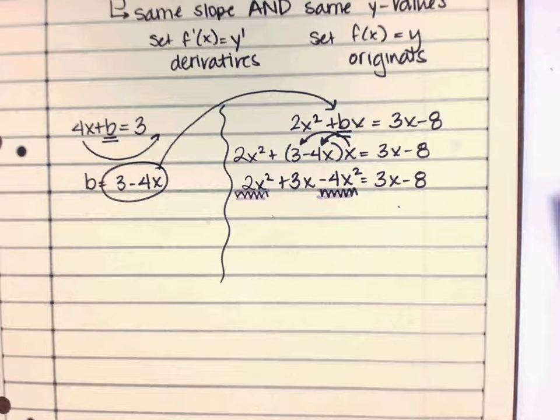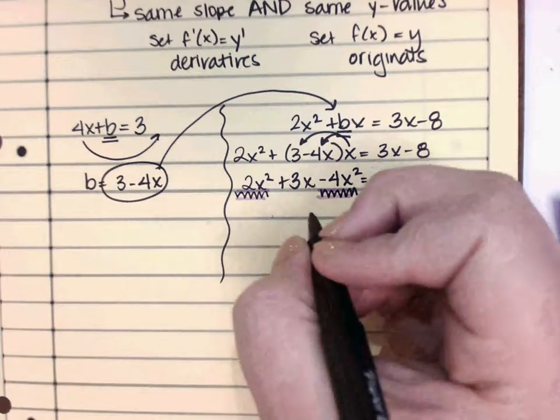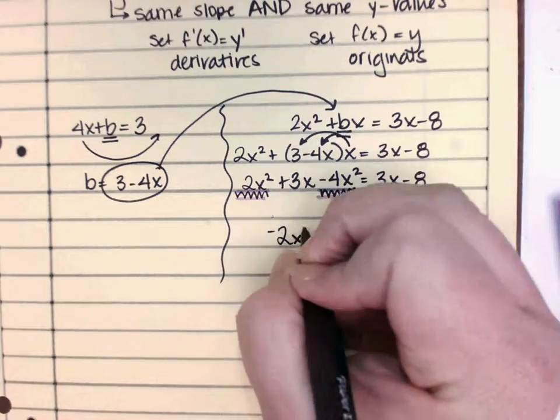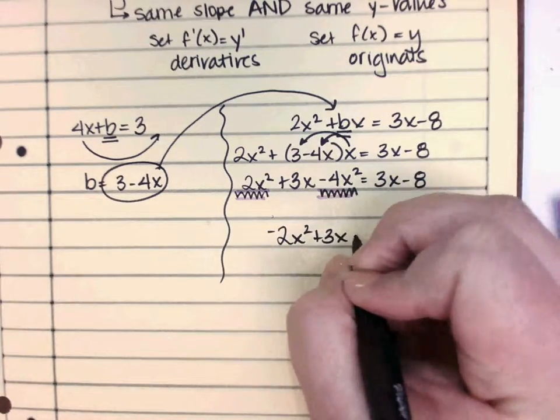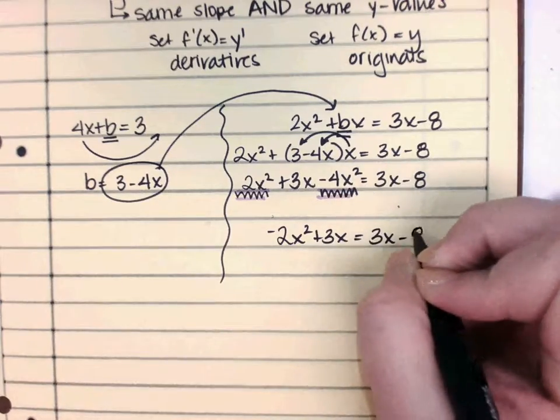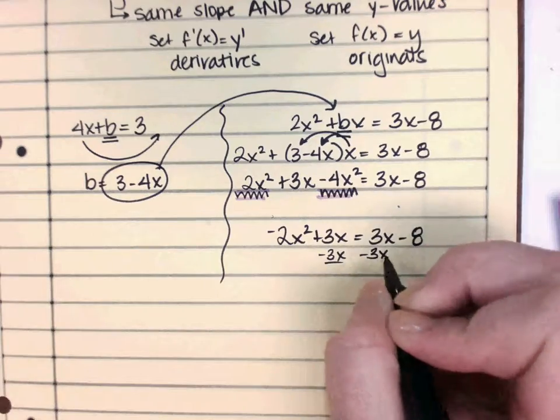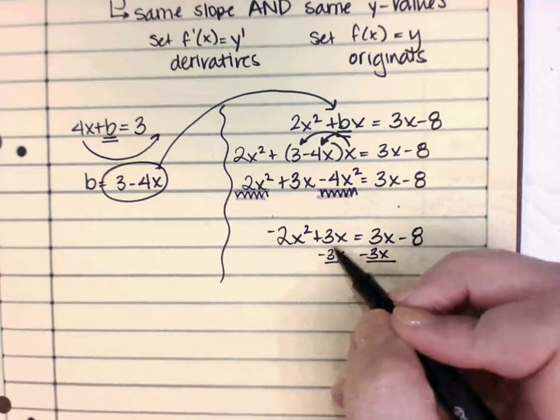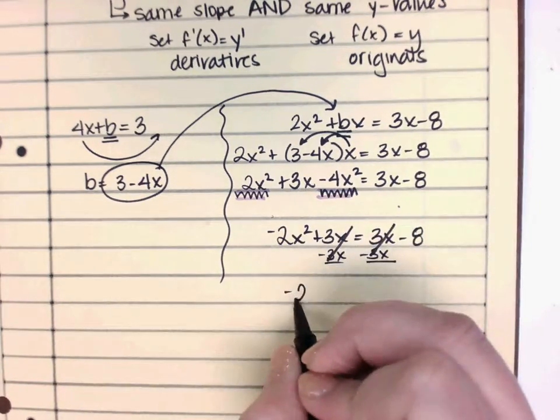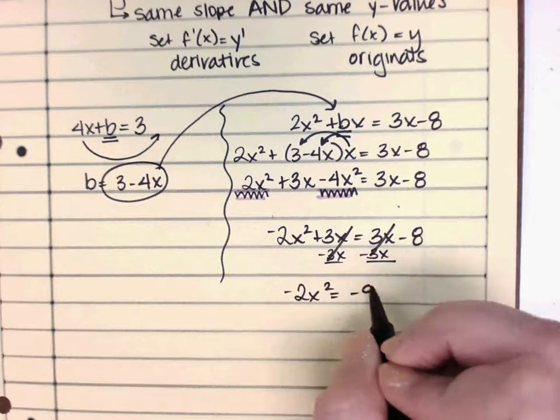Okay, combine like terms. What's 2x squared minus 4x squared? Negative 2x squared. Then I still have a plus 3x, but I notice I have one on both sides. Then what will happen? Okay, cancel those guys out. 3x's are gone. So now I just have negative 2x squared equals negative 8. Next step.